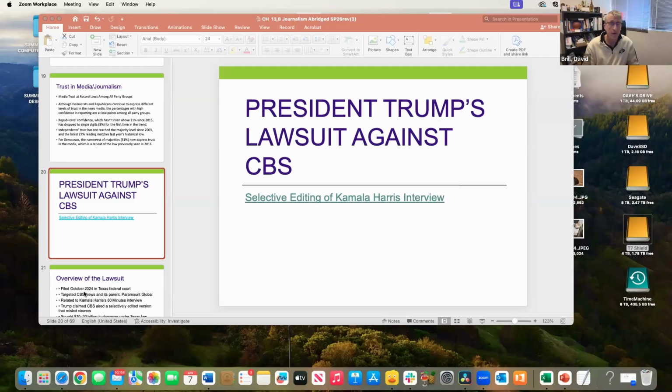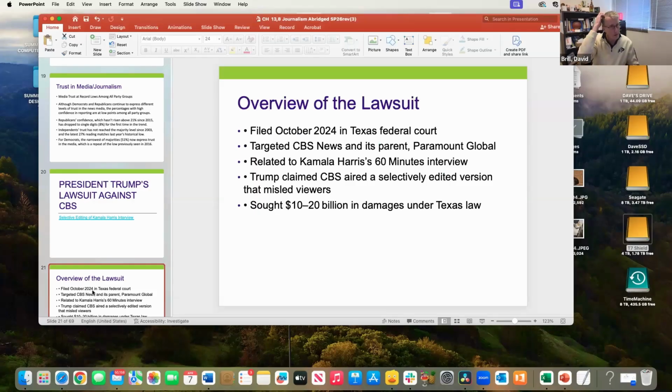That also, by the way, led to a lawsuit that the Trump administration filed in a Texas federal court in October 2024. This is before he had gotten reelected, right before he was elected again, and it basically targeted CBS News and its parent Paramount Global. He claimed CBS aired a selectively edited version that misled viewers. And also, I remember the story. Obviously, his people were concerned that this would make her more sympathetic, that it would have an effect on who was voting for who in that election.